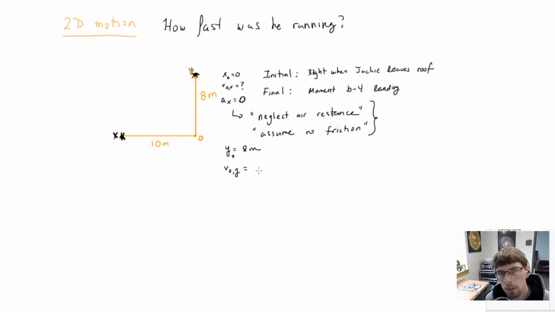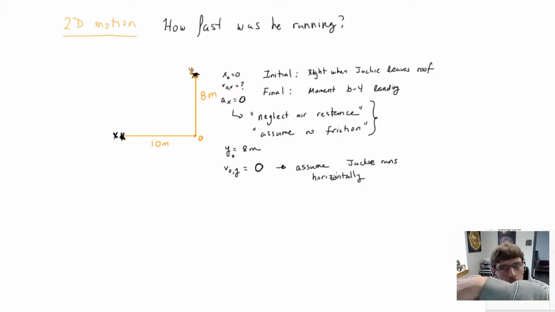Now, what's a good number to put in here that will make our lives easier? I'm going to put in 0. Again, I am going to assume something here that helps me do the problem. I am going to assume that Jackie runs horizontally. In other words, when he leaves the roof, there's no up or down motion. He's going straight out.